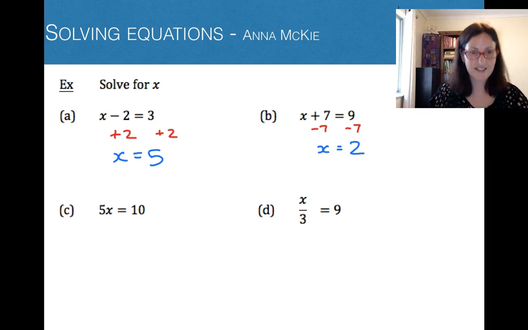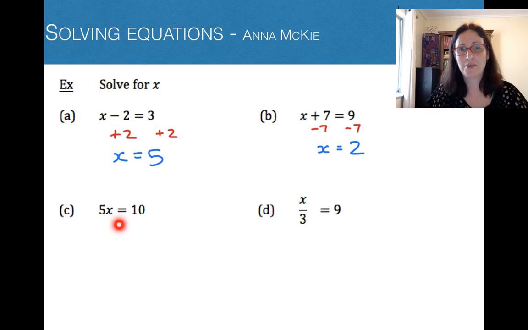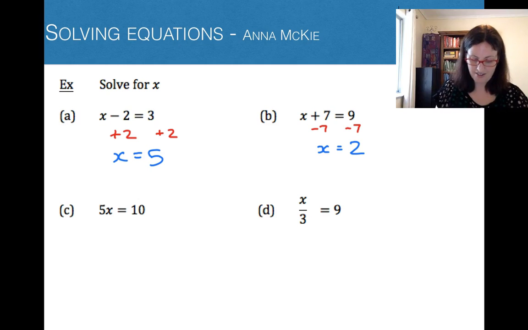Next, part C. 5x is equal to 10. So 5x is the same as which operation? Add, times, take or divide? 5x, that's 5 multiplied by x. So the opposite of multiply is divide. So we're going to divide by 5 on the left, divide by 5 on the right. Writing what we've got left, we've just got the x on this side. 10 divided by 5 is 2.